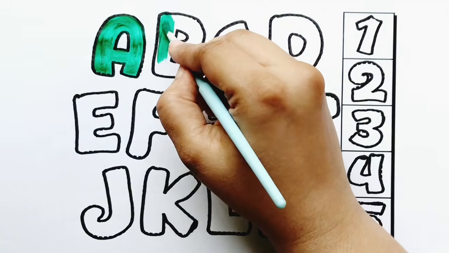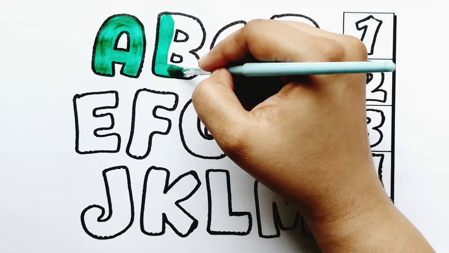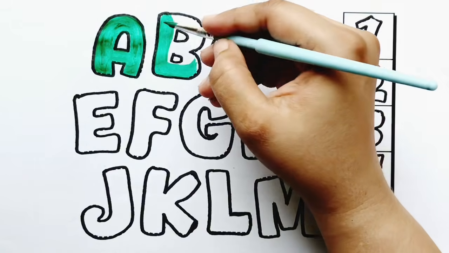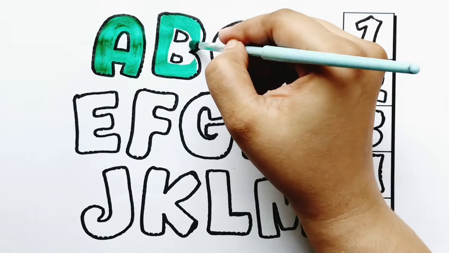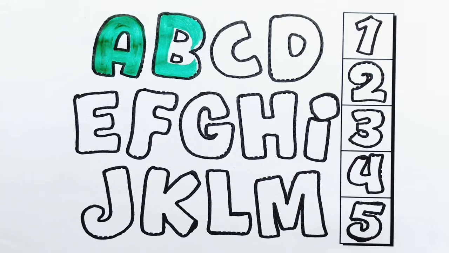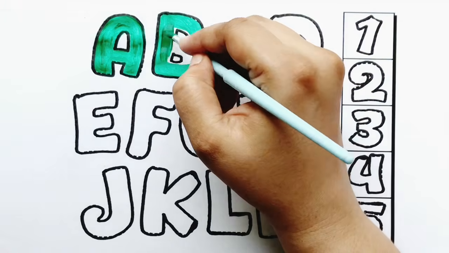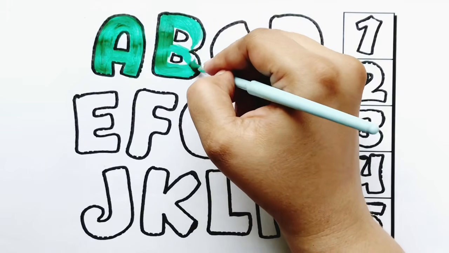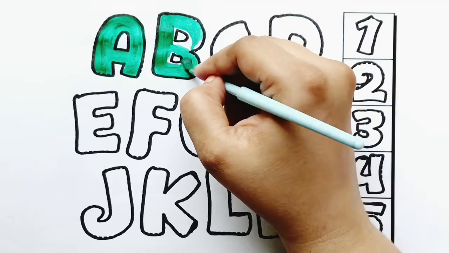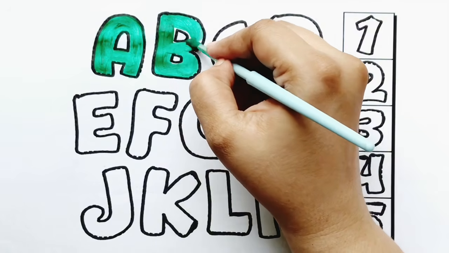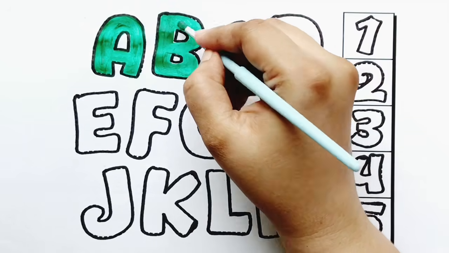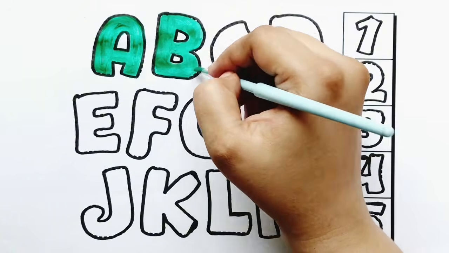A, B, C, D, E, F, G. B for banana. K, L, M, N, O, P, Q, R, S, T, U, V, W, X, Y, and Z. Now I know my ABCs. Next time won't you sing with me?